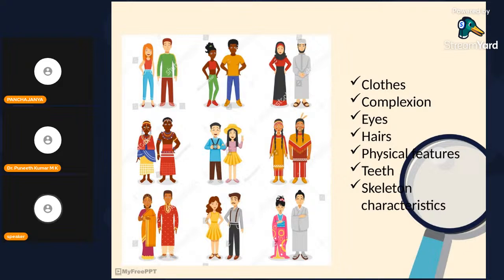Okay, next, these are the features where we can differentiate race and religion: clothes, complexion, eyes, ears, physical features, teeth, and skeleton characteristics. Both race and religion can be differentiated.